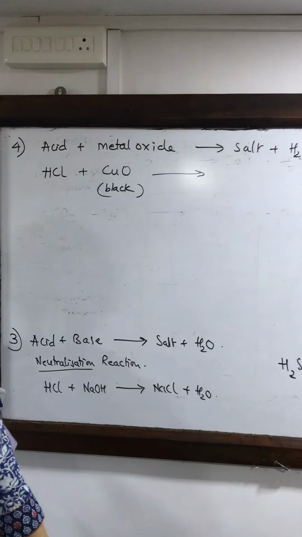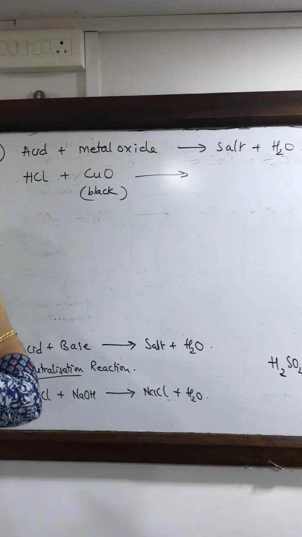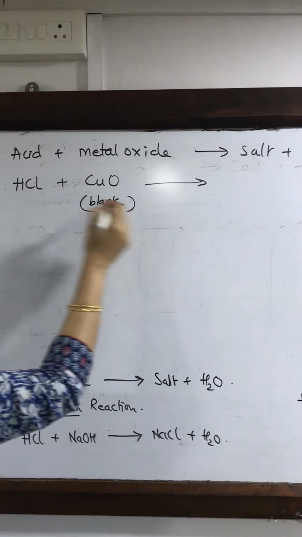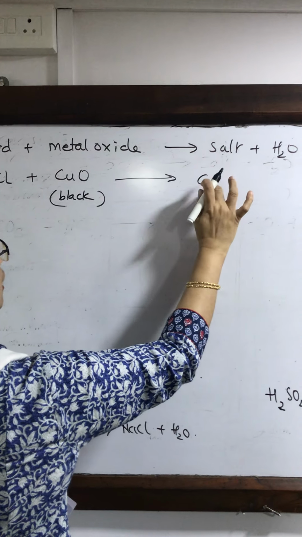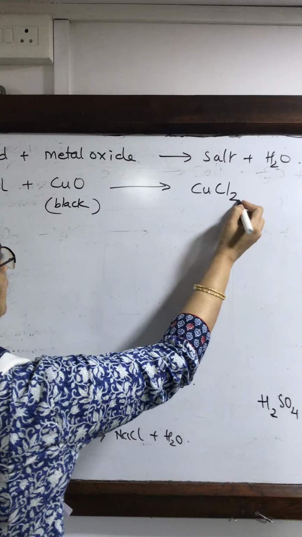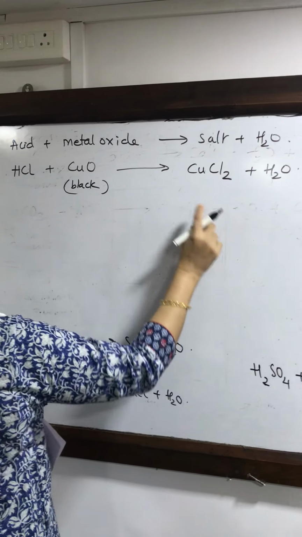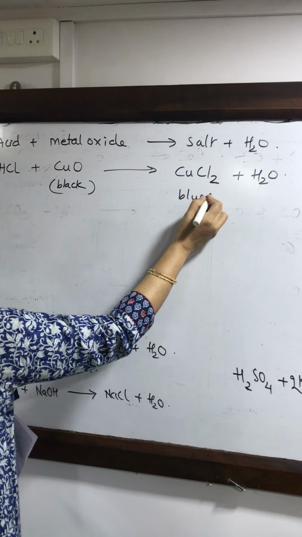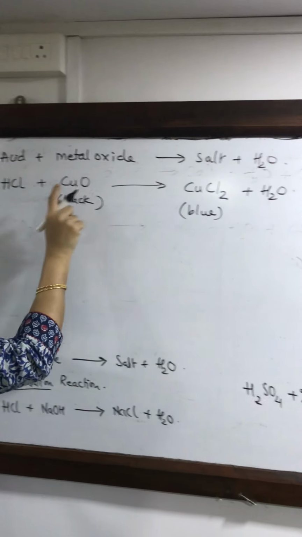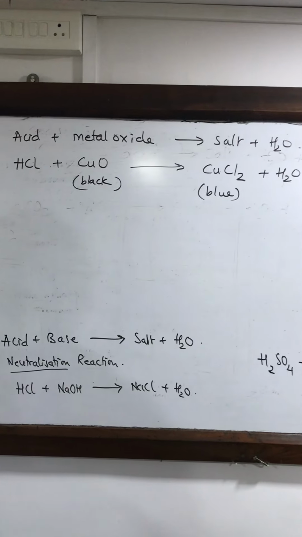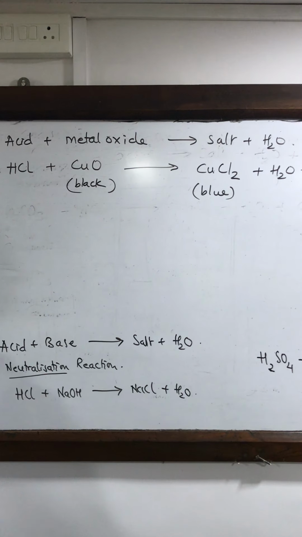If I have to write the products, then it is a double displacement reaction. So copper and chlorine will react and the salt obtained will be copper chloride. And along with this, we will get water. Copper chloride is blue in color. So you will observe that the solution turns blue.